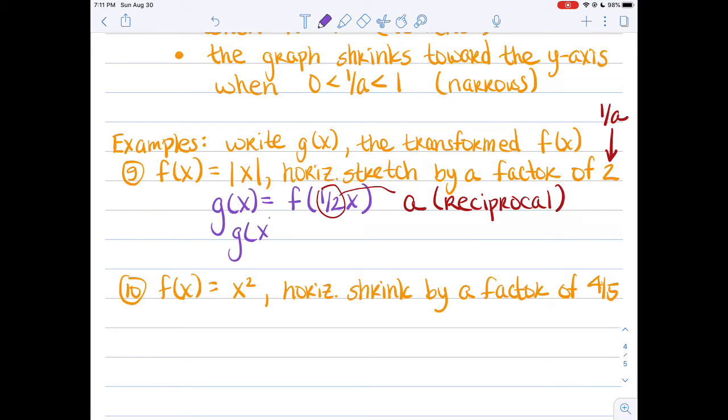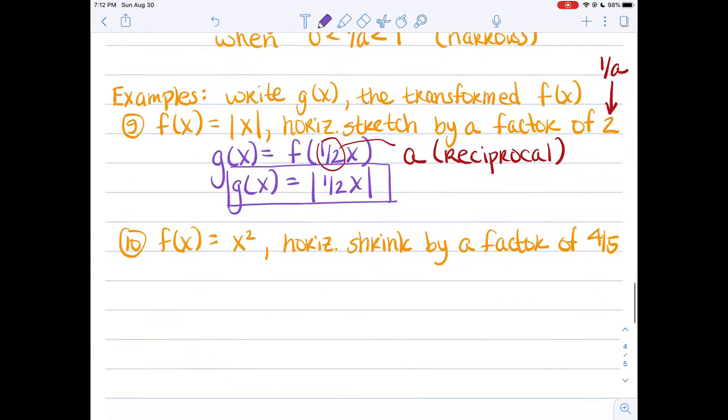G of x then, we need to substitute our actual function, which is absolute value of x that we started with. And so our g of x is going to be absolute value of 1/2 x. Remember that the 1/2 needs to go inside the grouping symbols.